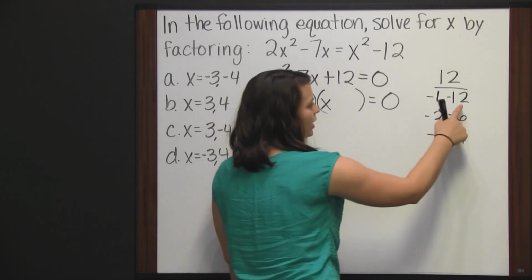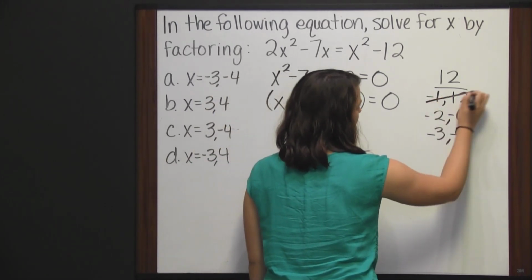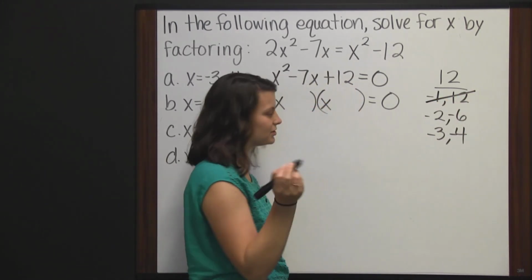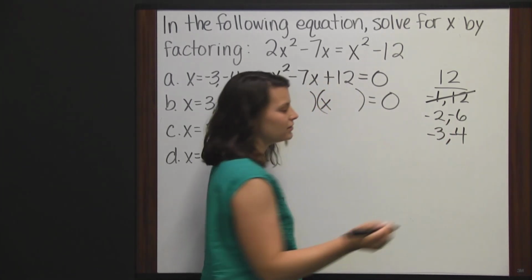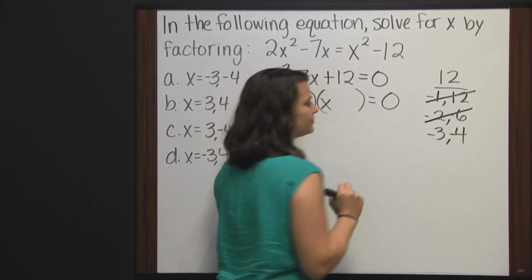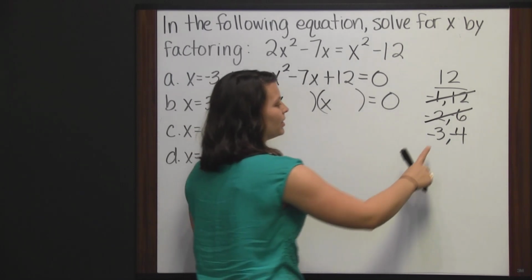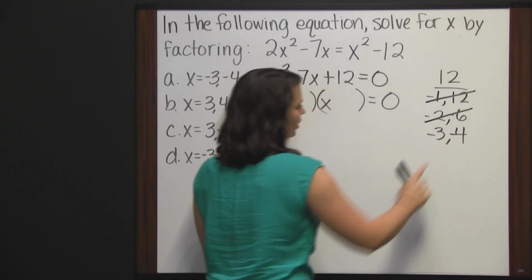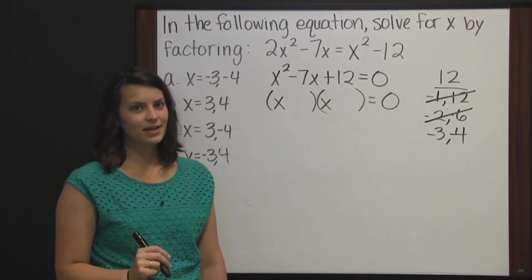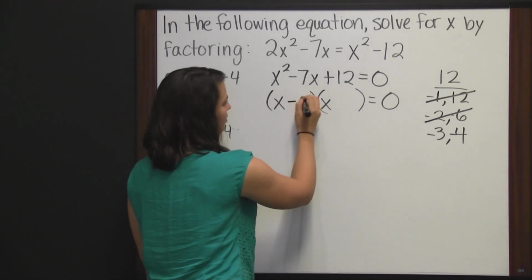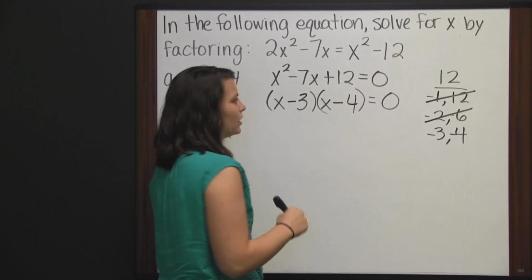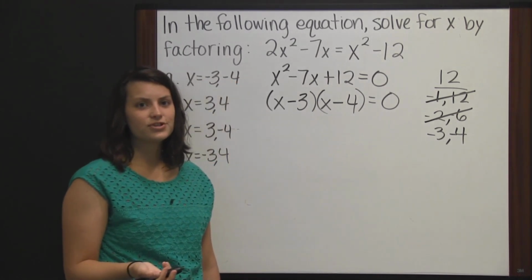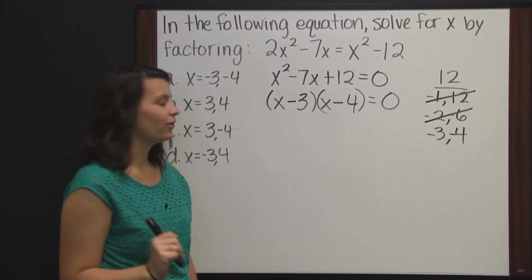So negative 1 and negative 12, that's negative 13, not negative 7. Doesn't work. Negative 2 and negative 6 is negative 8, not negative 7. Doesn't work. But negative 3 and negative 4 does give me negative 7. So I found my numbers, negative 3 and negative 4. And then if you just FOIL, you can check your answer to see if it's correct.